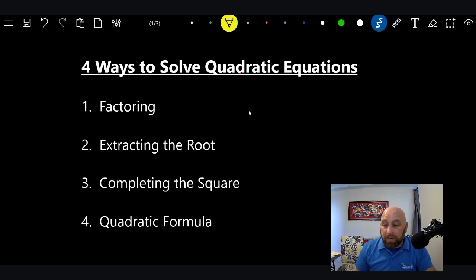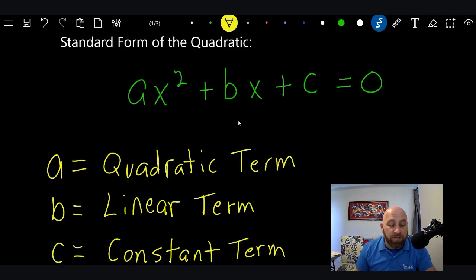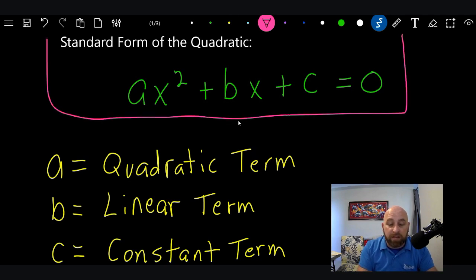All right, again, they're on page 308. Let's talk about what's called the standard form of the quadratic. This is really important. You better write this down right here, okay? This is the standard form of the quadratic. What does that mean? Well, anytime we start working on a quadratic, anytime we start factoring, anytime we start completing the square, using the formula, whatever we're doing, we want to put it into standard form. So we need to understand standard form. This is important. So what does it mean?